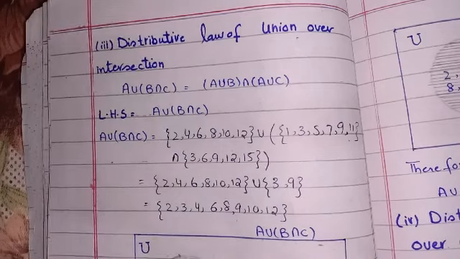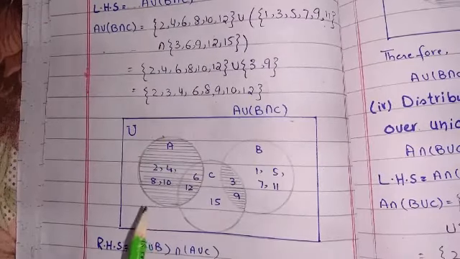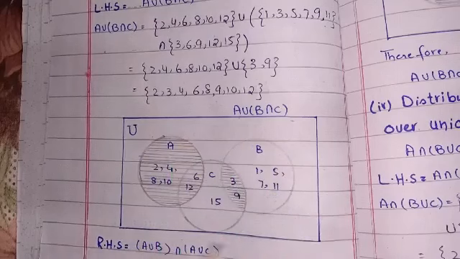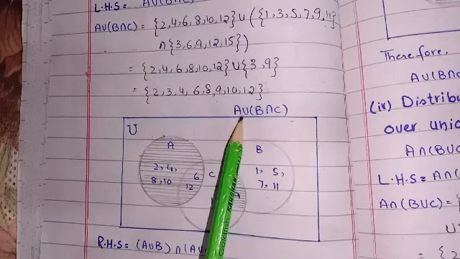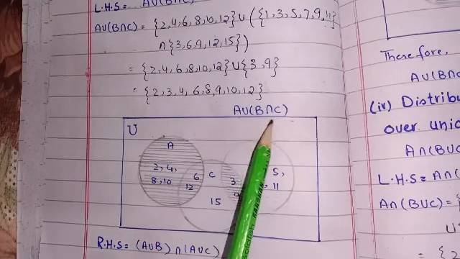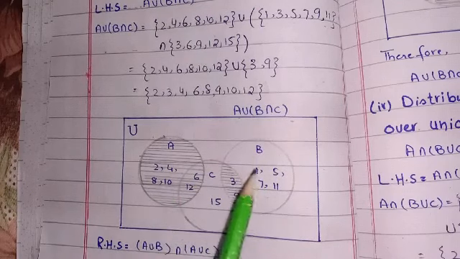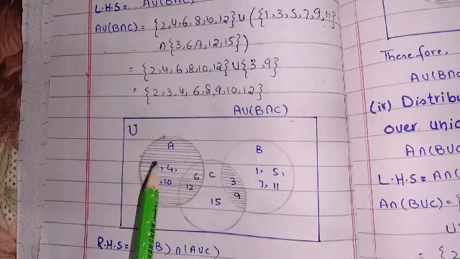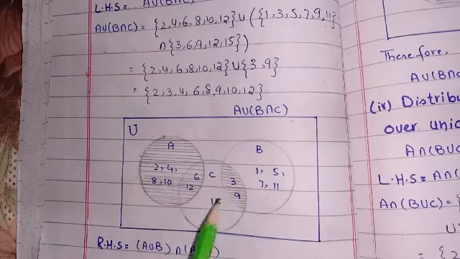Now students, look, here is the same diagram. This is our universal set. Here we will write our operation, which is A union (B intersection C). This is our A set, this is our B set, and this is our C set. We write all the elements of A, B and C, and in the overlapping areas we write the common elements.